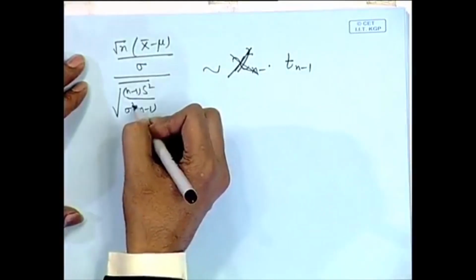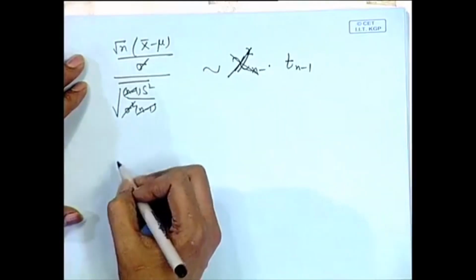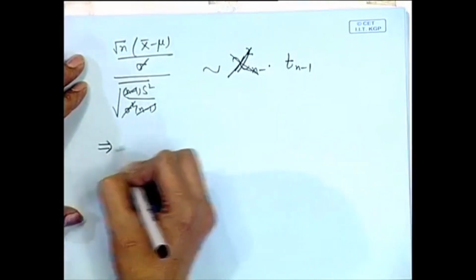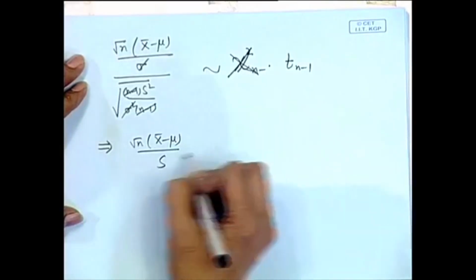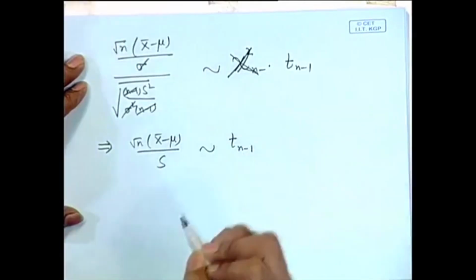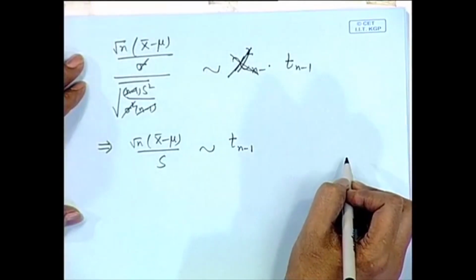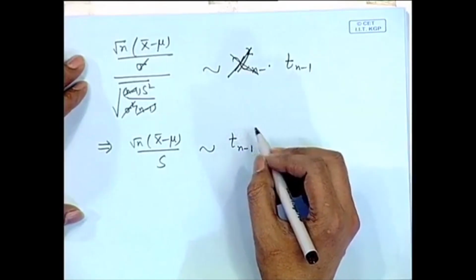Now, if you simplify this term, here n minus 1 cancels out, sigma cancels out. So, we are left with root n x bar minus mu by s. This follows t distribution on n minus 1 degrees of freedom. Therefore, t distribution is a sampling distribution.